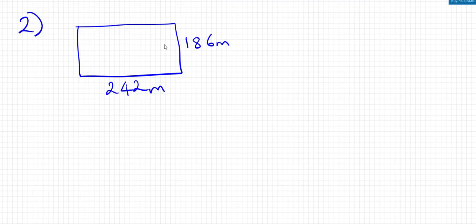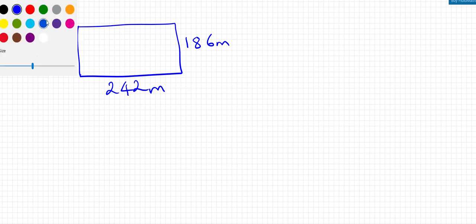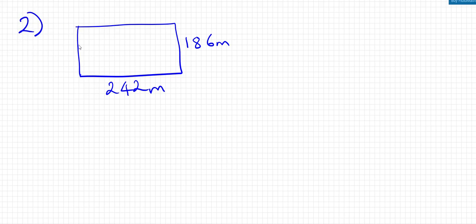So the first thing I have done is I've drawn my paddock. It's a rectangular shape and the length is 242 meters, width is 186 meters. Easy. Now, I know my fence needs to go along the border of this paddock, which is my perimeter. So I am just finding the perimeter at this stage. So perimeter is equal to, now I know this side is also 242 meters and this side is 186 meters. So let's work out how many meters of fencing we need. To do that, we work out the perimeter.